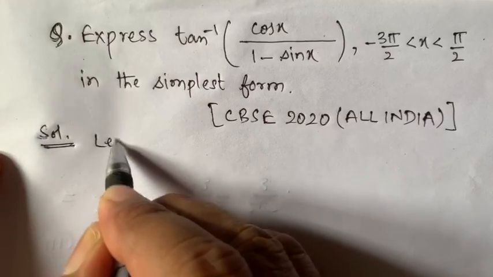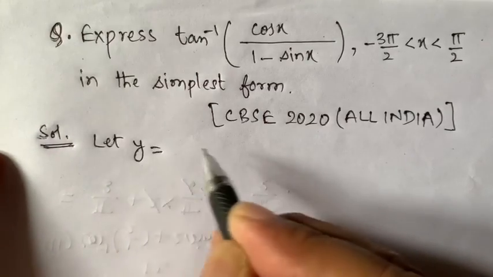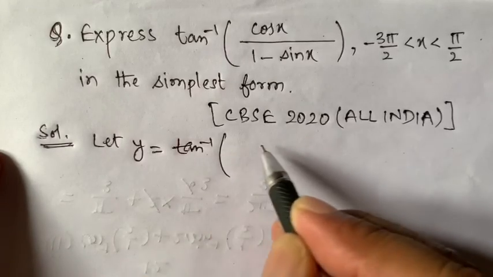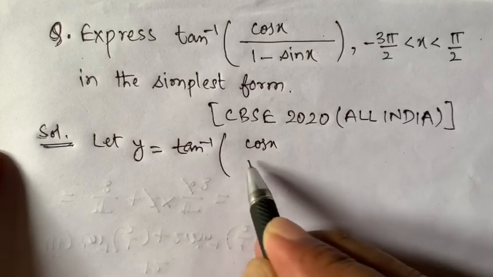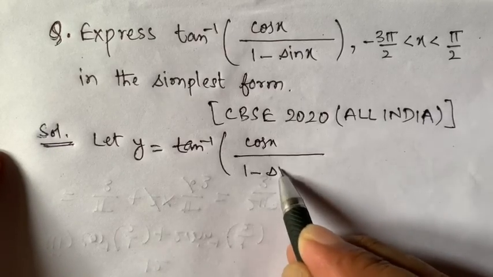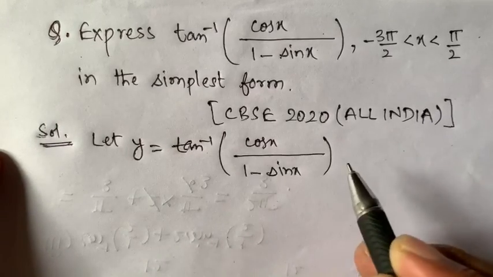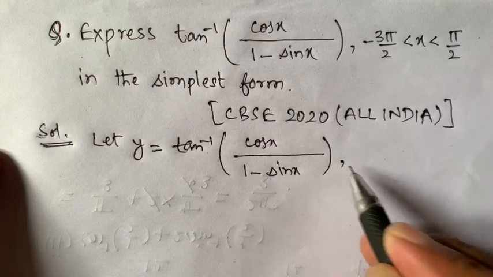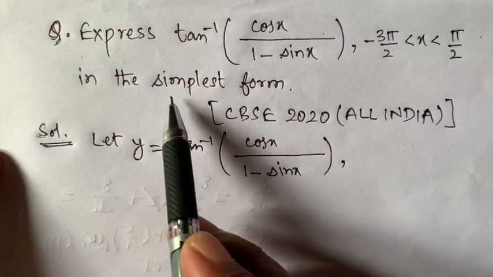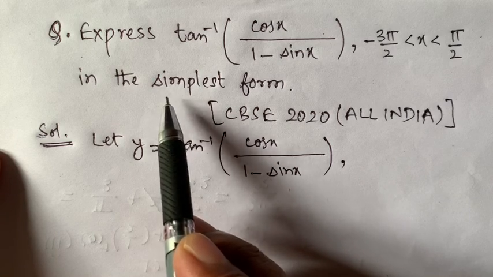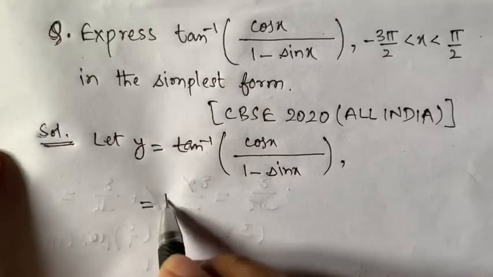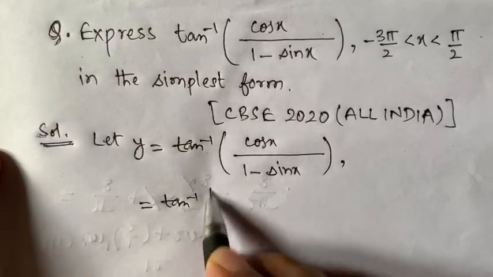Let y is equal to tan inverse of cos x upon 1 minus sin x. Now we need to simplify it, as the question is to simplify. So we will use some formula there, some trigonometric formula will be applied there.